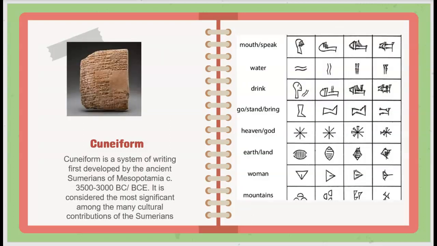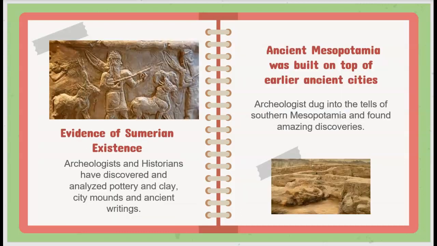Cuneiform is a system of writing first developed by the ancient Sumerians of Mesopotamia. That C right here, that means circa, that means around or about, 3500 to 3000 BC or BCE. It is considered the most significant among many cultural contributions of the Sumerians. And so again, you can pause this video if you need to and take a look over on the right hand side there and look at all the different ways that they use art and pictures to describe words, because they didn't have a written language as we think of it now.